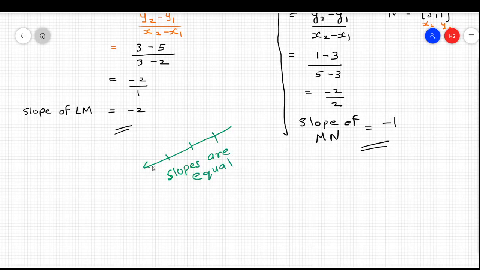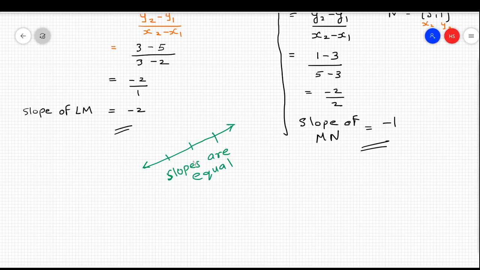equal. If they are collinear, if the points are on a line, any two points you take on a straight line, their slopes are always equal. If they are not equal, that means they are not on a straight line. I hope you got this point.